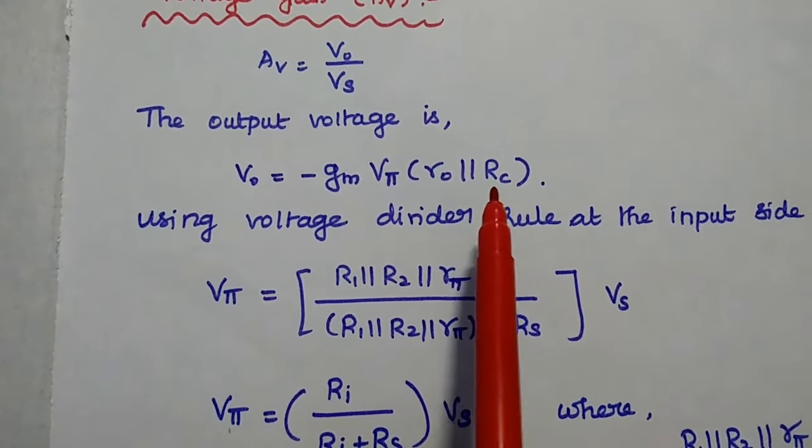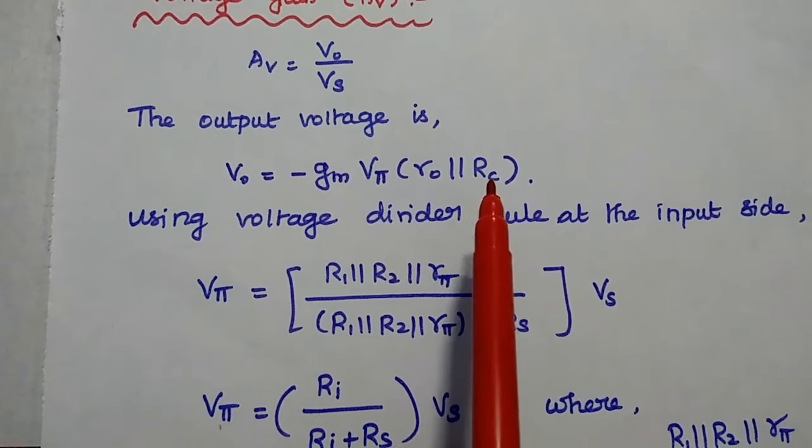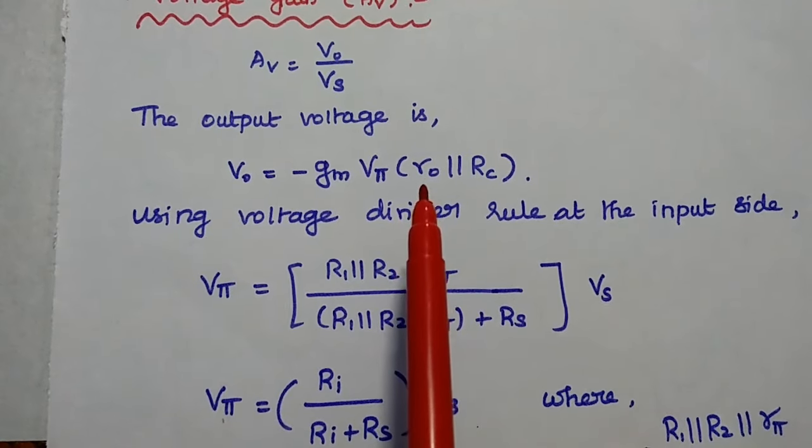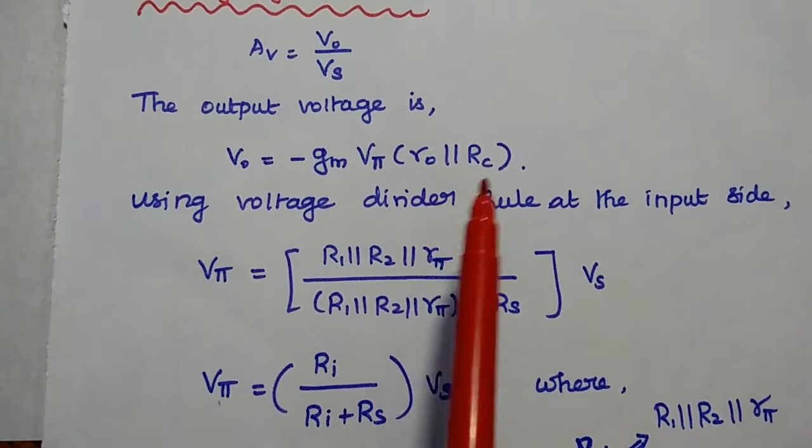Here the capital letter represents the characteristics of the amplifier. Small r represents the small signal internal resistance value. Okay, that is the difference over here.